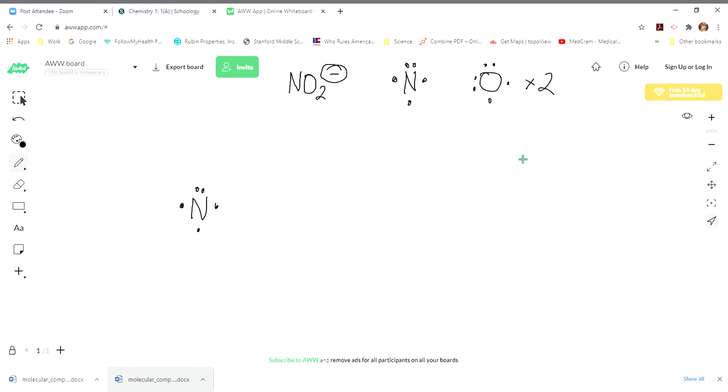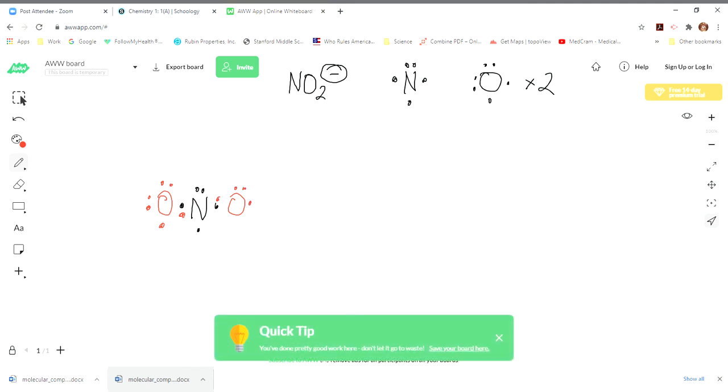Then I guess I'll use red to make the oxygen. And the oxygen, let's say I put one oxygen over here, and it has its 6 electrons. 1, 2, 3, 4. 1, 2, 3, 4, 5, and 6. I'll put that down there. And another oxygen over here. Make a bond with that nitrogen here. 1, 2, 3, 4, 5, and 6.